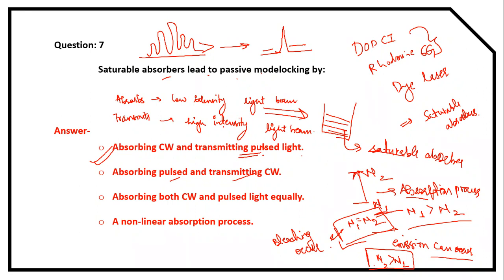The third option is a non-linear absorption process. This process we'll study later. This is not related to it. But from the whole solution to this question, we came to a conclusion that by absorbing the continuous wave part and transmitting the pulse light, we could get passive mode locking. Therefore, the pulse will be sharp, mode locked with a small time width. Okay. So the answer for this is absorbing the continuous wave and transmitting the pulse light.